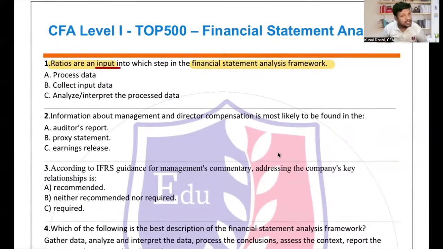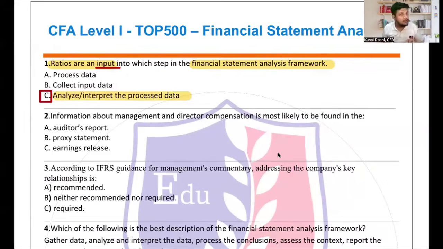Okay, so see, this is very interesting. I want everyone to answer in the group. Everyone should answer. Now see, there is a mix of answers, A or C, right? Ideally, ratios are input in which step? In analyzing. When you analyze the information, you require ratios as an input.